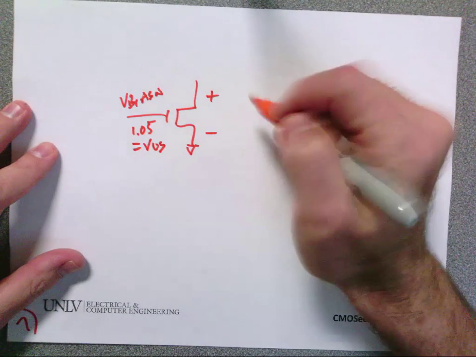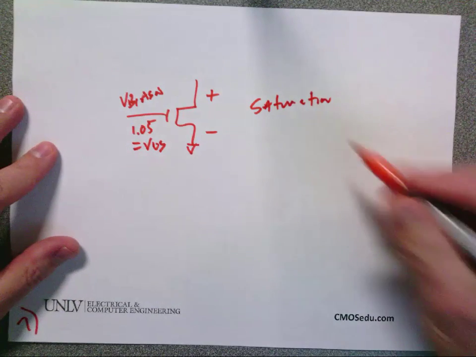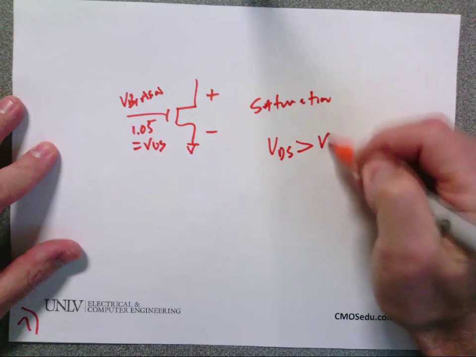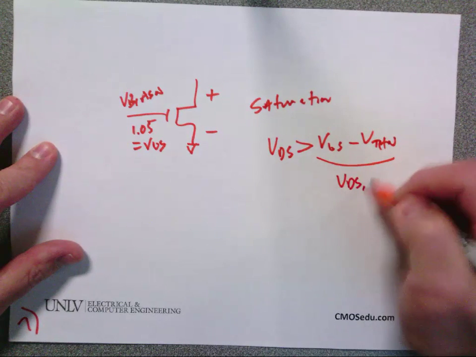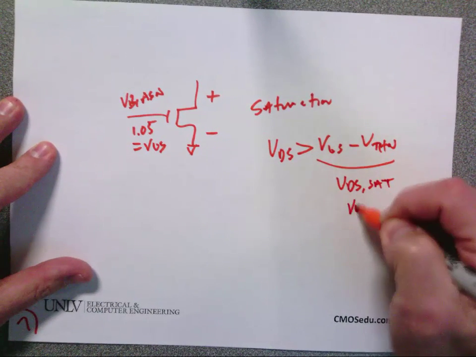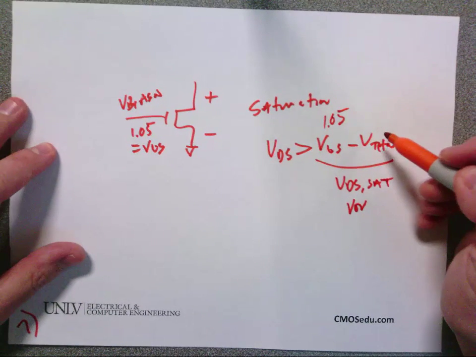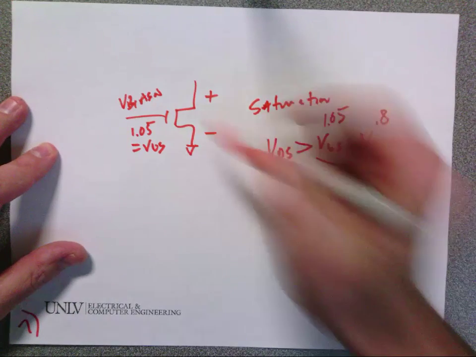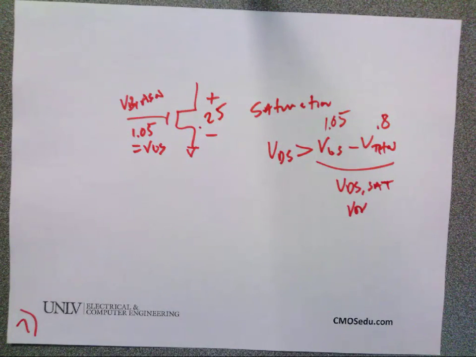If I want this device to stay in saturation, what do I have to require? And what's another name for that? Or overdrive? Okay, so this is 1.05. What's the threshold? So what do I need the voltage there to be? Greater than 0.25, right? Notice that's much smaller than the minimum VDD. Questions?